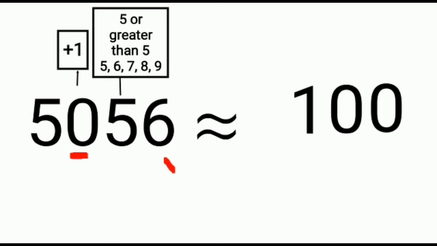Okay, now the next is that what should you write for this 5? As I told you, you had to do the rounding off up to the hundreds place. That's why we will not change this 1000 place and it will remain same as 5. Okay, so here the number 5056 is rounded off to 5100 and it's rounding up.